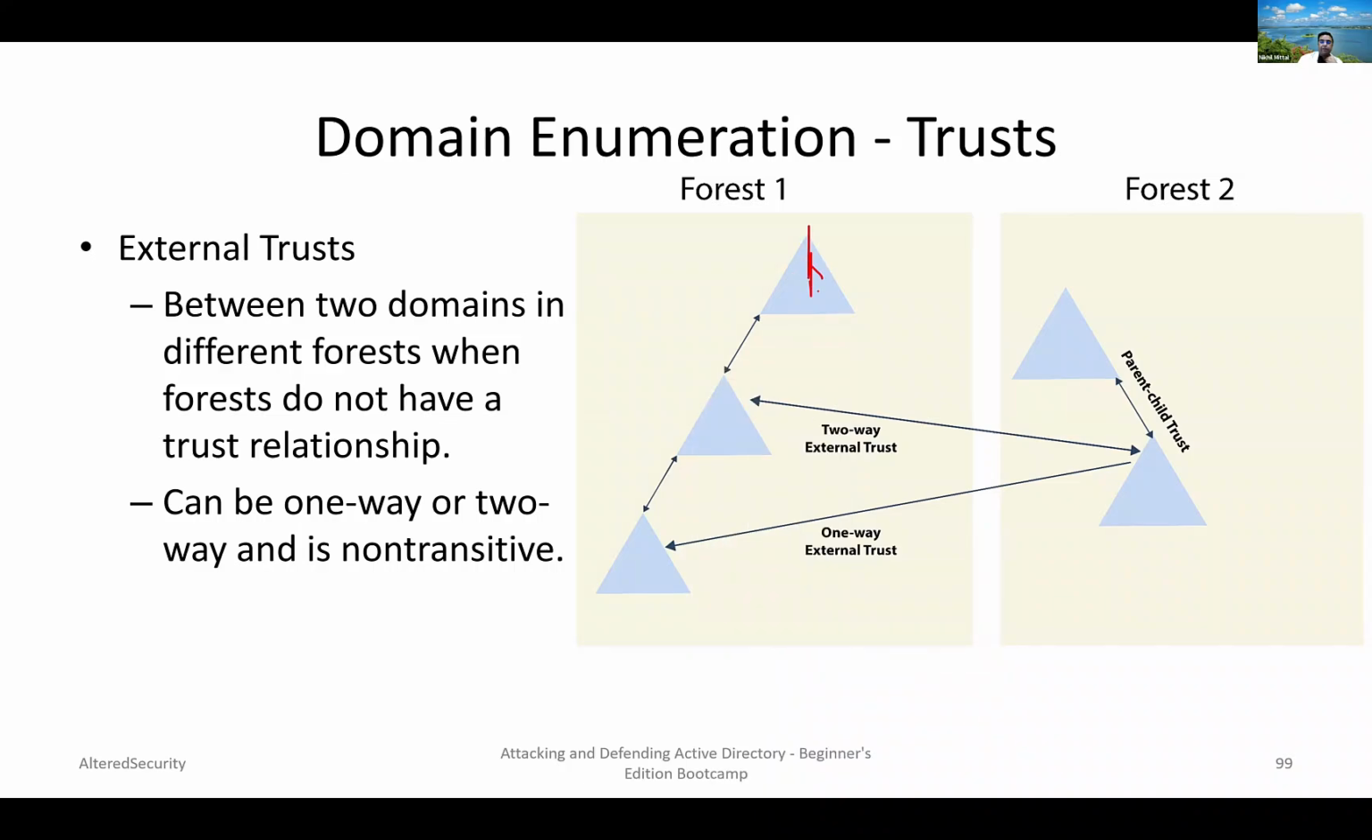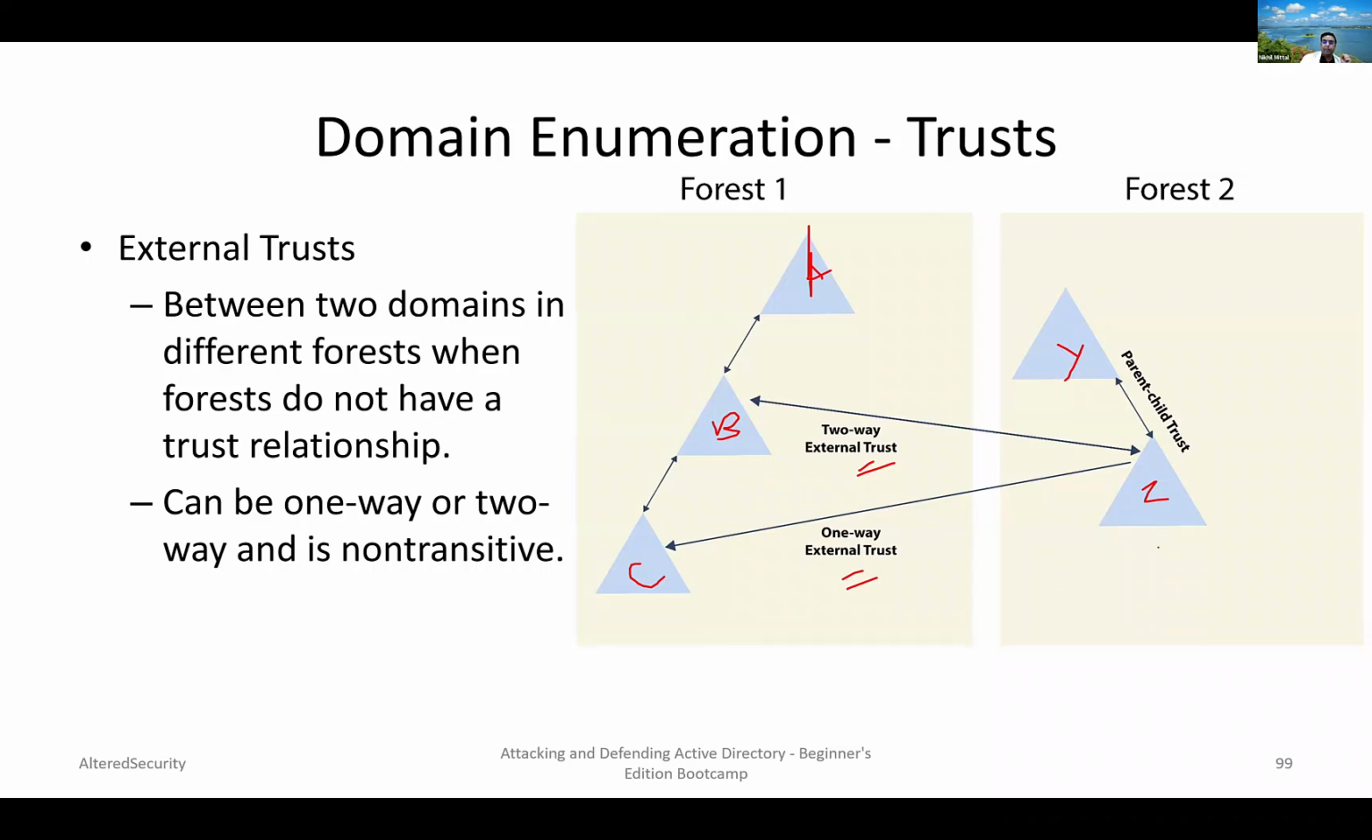in forest 1, we have A, B, and C domains. In forest 2, we have Y and Z. It could be a two-way trust or it could be a one-way because it is not an automatic trust. You need to explicitly create a trust. And forest is a security boundary.